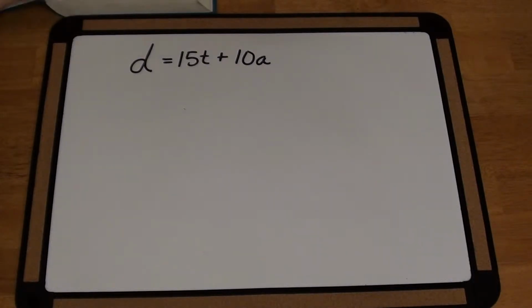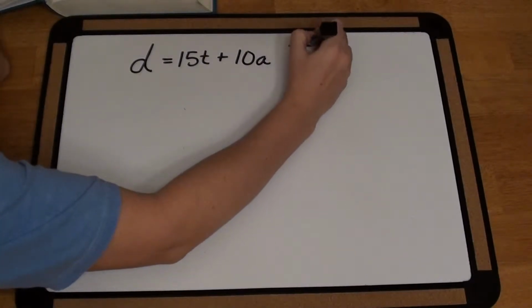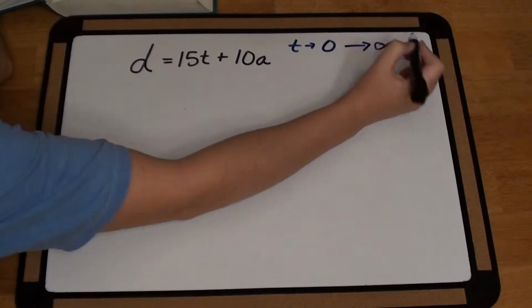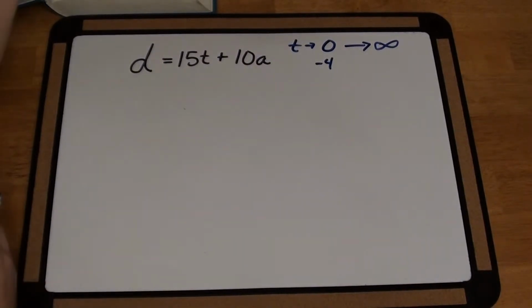So first of all, we want to talk about domain. Domain is what our independent variables could be. In this situation, how many teachers could you hire? Well, you could hire no teachers, right? So for T, we could hire no teachers, or we could hire an infinite number of teachers. That makes sense. But could we hire -4 teachers? That doesn't make sense. So we can't hire negative numbers of teachers, just like we can't hire negative numbers of aides. And so right away, our domain is restricted just by reality. Reality is you cannot hire a negative number of teachers. You cannot hire a negative number of aides.